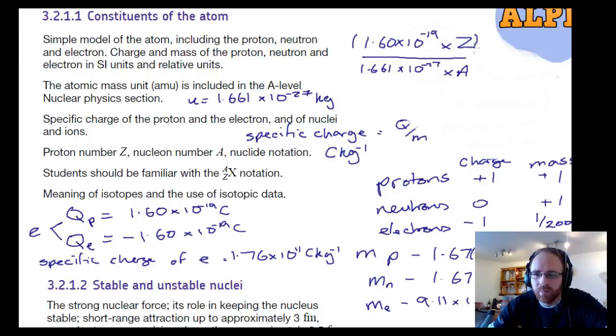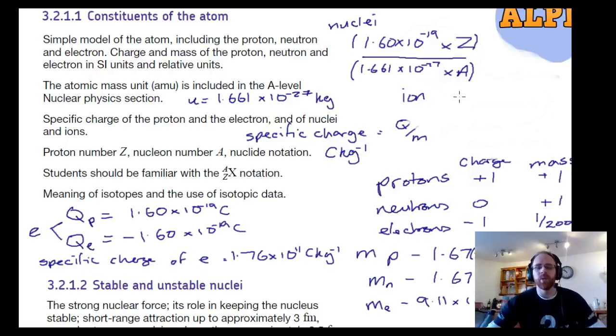And then we've got the magnitude of the mass of each of the nucleons multiplied by the number of nucleons, and that will give you a total specific charge of a nucleus. If it's an ion, then the charge is going to be different and the mass might be different depending on the size of the atom. If you always use the electrons, you can't go wrong, so we'll do it like that.